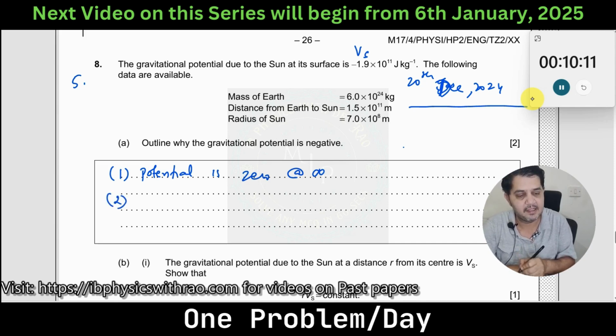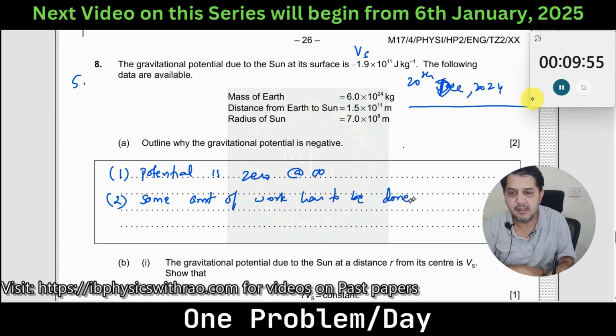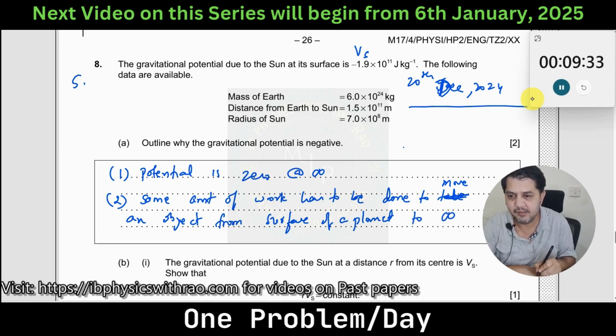The second reason is that you need to do some amount of work in order to take a mass to reach the infinity. Some amount of work has to be done to move an object from the surface of a planet to infinity. Okay, so how does this define it?